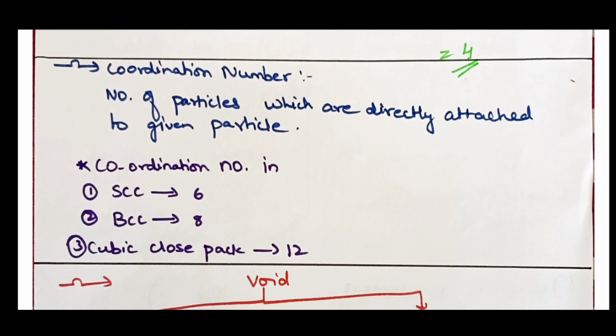In BCC it's 8 and in CCP it's 12. What is CCP? Cubic close packed structure. Cubic close packed structure is known as CCP. In that the coordination number is 12.